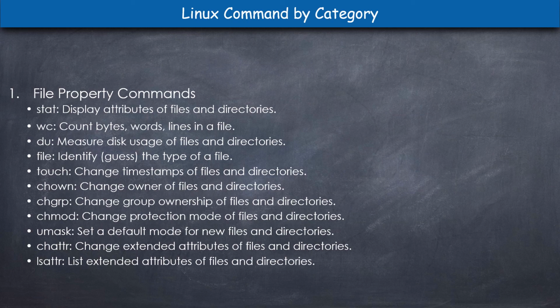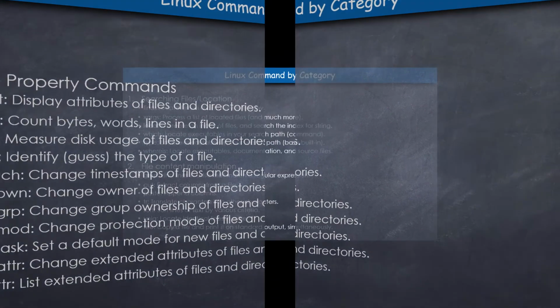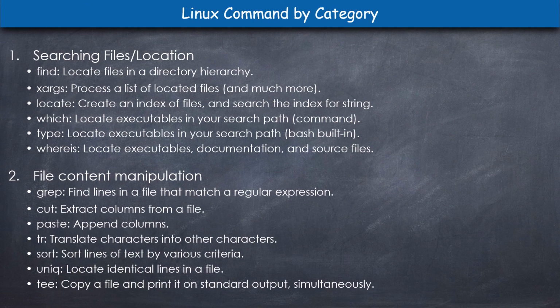Okay, so lsattr will give you the list of the attributes of a file or directory. Now let's move to searching files. Sometimes you want to search for a file in Linux. Suppose you want to know where a file is located, or you copied a file somewhere and forgot where you kept it. You can use these commands to find the location of a file or directory.